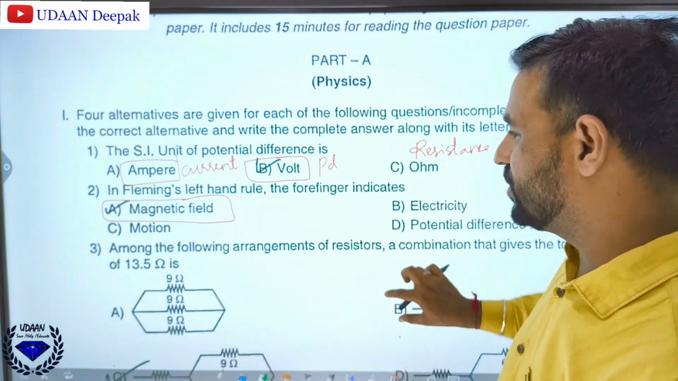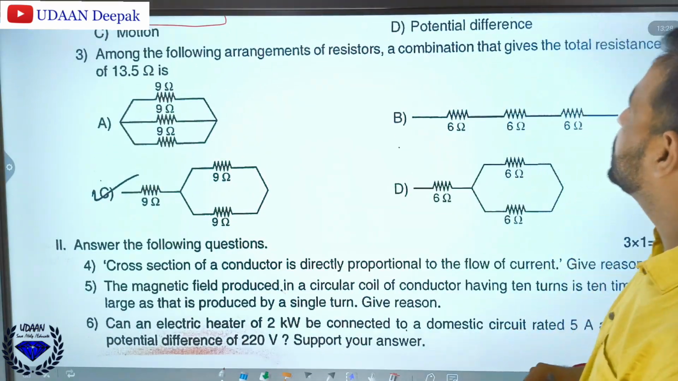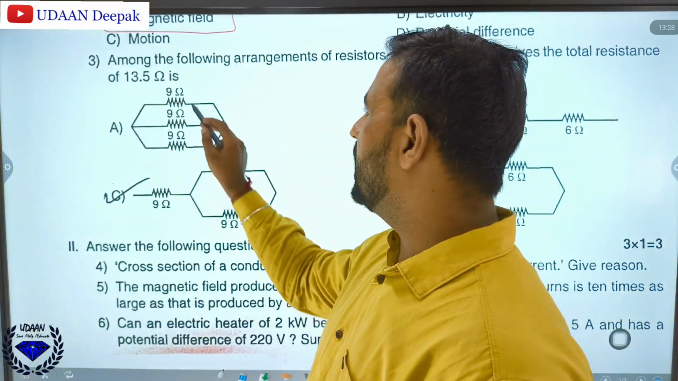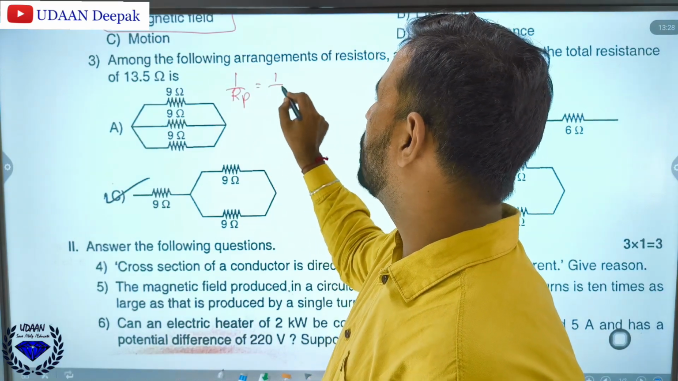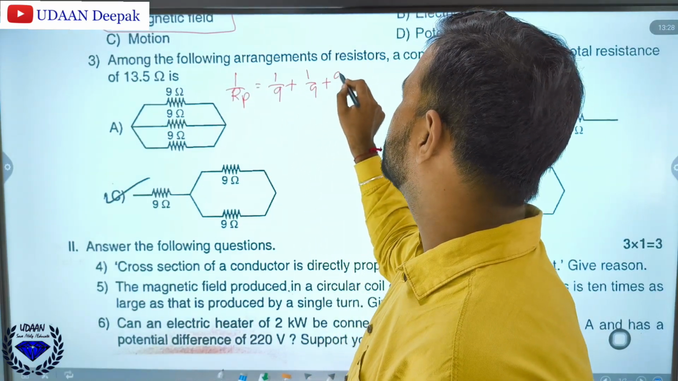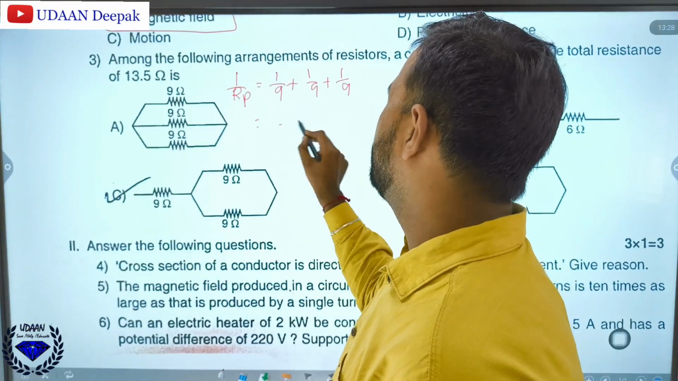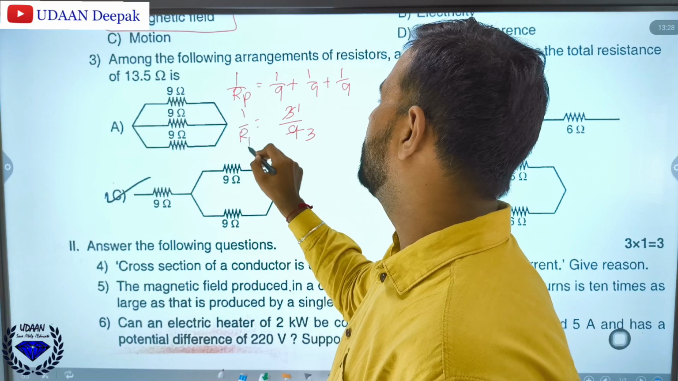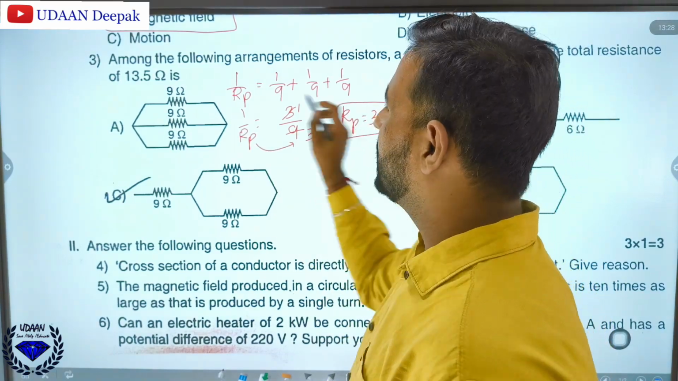Now coming to the next question: among the following arrangements of resistors, which combination gives the total resistance of 13.5 ohm? So which one is it? Here, if I take this, all three are in parallel. So 1 upon RP is 1 upon 9 plus 1 upon 9 plus 1 upon 9. The denominator is the same, so 1 plus 1 plus 1 is 3 by 9. 3 ones are 3, 3 threes are 9. So 1 upon RP is 1 upon 3, so RP is equal to 3 ohm. So will you get 13.5?